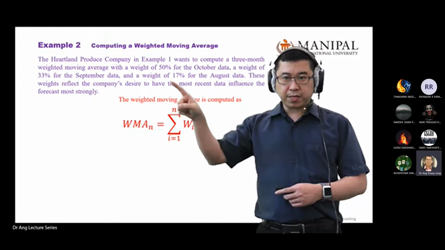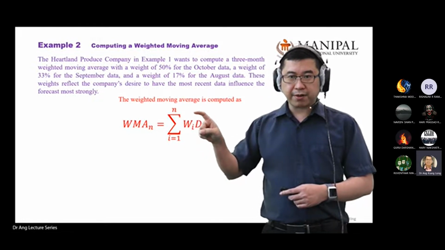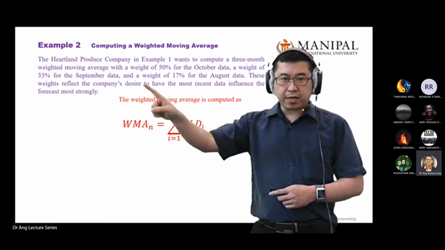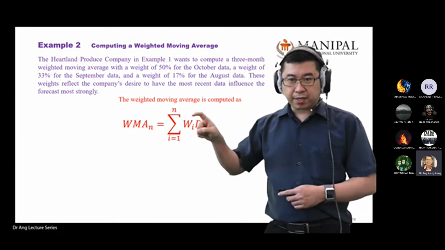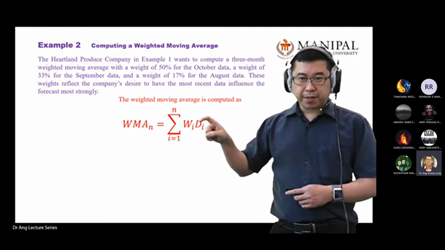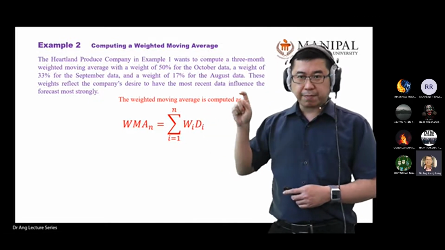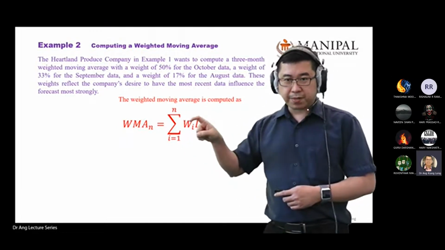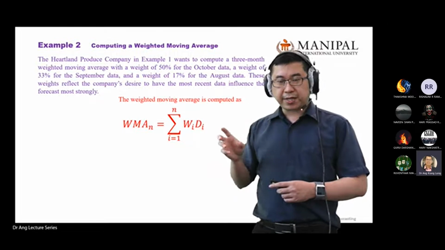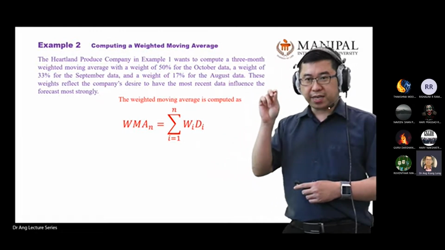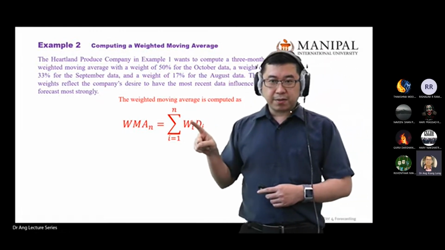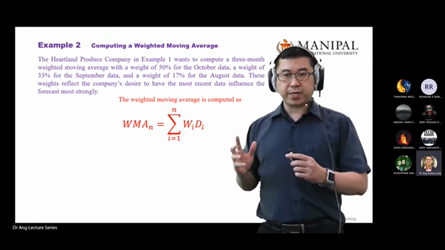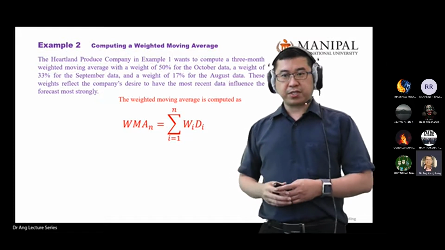50% of October, so you have 0.5 times October data, plus 33% of September, 0.33 multiplied by September data, plus 17% here. So you have to change percentage to decimal. Okay, then 0.17 times August demand. You add all together, you get a weighted moving average of that month.